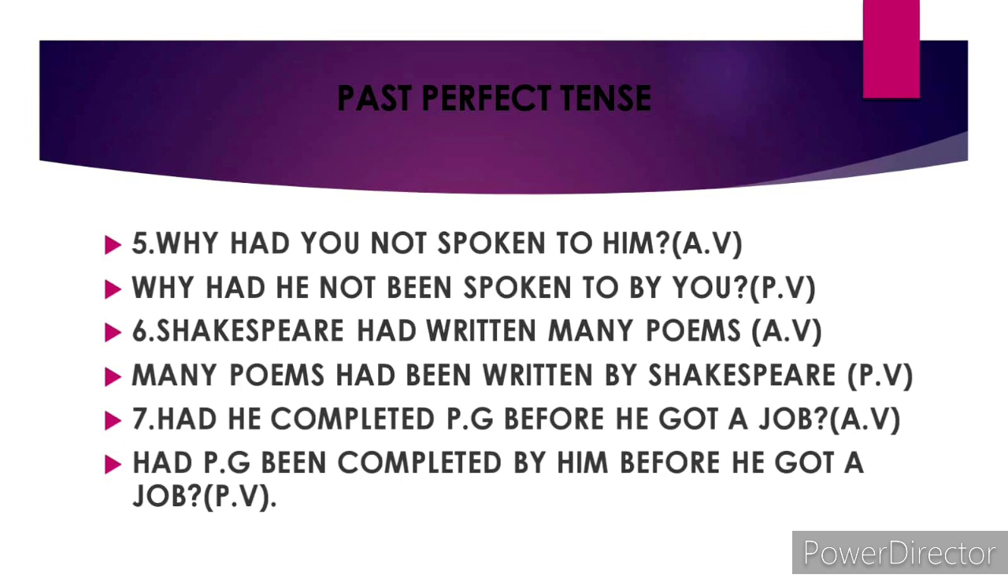Next example, had he completed PG before he got a job, it's an active voice. Had PG been completed by him before he got a job, it's also interrogative. PG being completed by him, here PG is the object, PG being completed v3 form, by is the preposition, he becomes him, before he got a job, it's a passive voice.